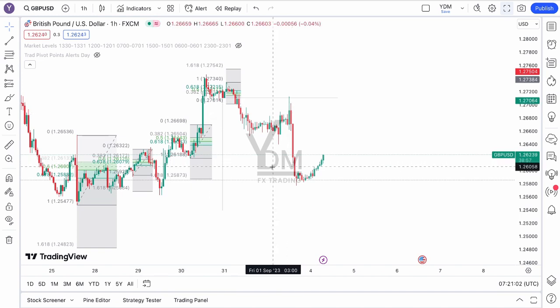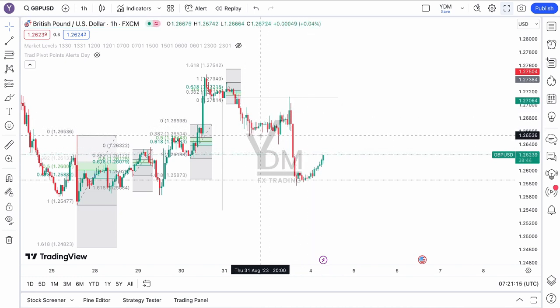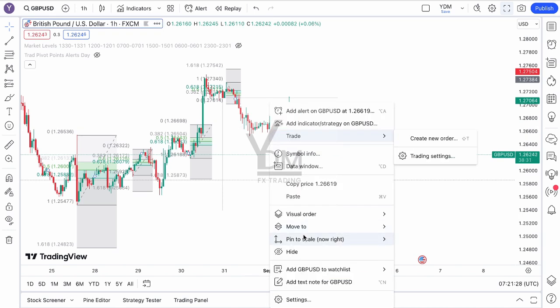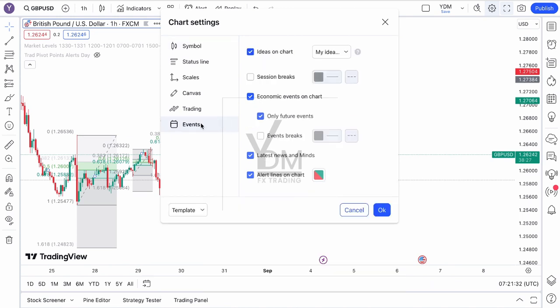This was before the news. This was the news. This was the retracement after the news, so the market rejection after the news. This was on Thursday and this was on Friday. The next thing I also look at is the opening price. That is where the session breaks come in. I look at the opening price for that day.